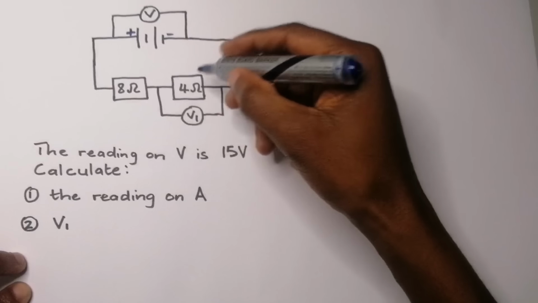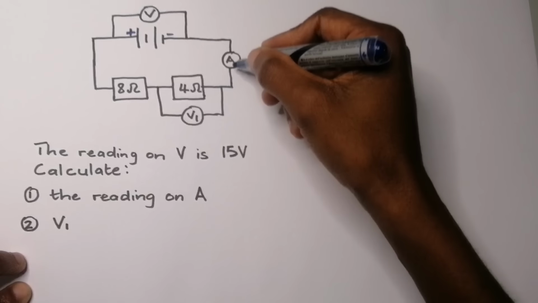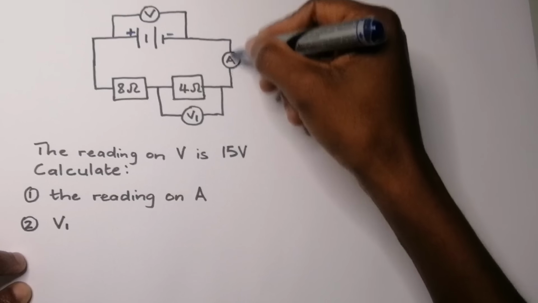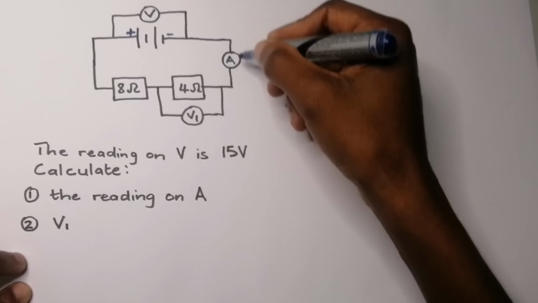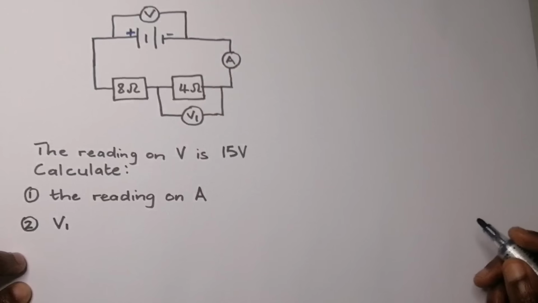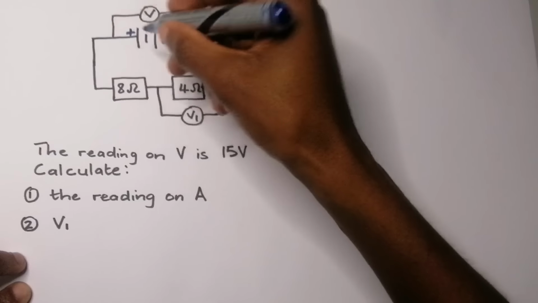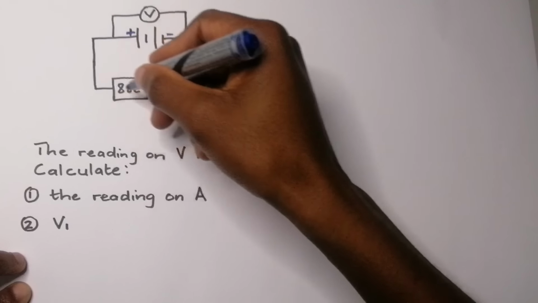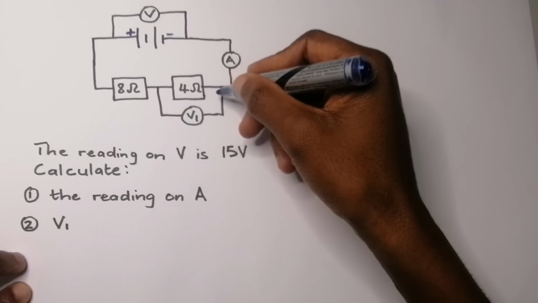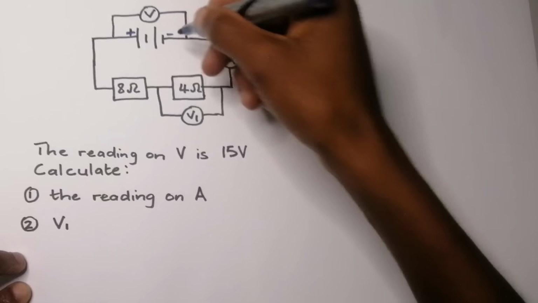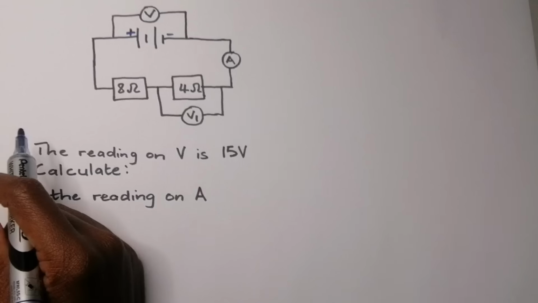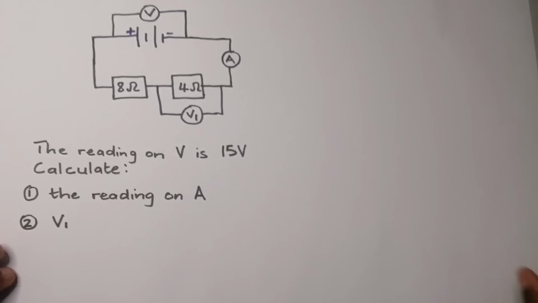Now I want you to please also note which current will pass through this ammeter here. It should still be the total current. Can you see that? It has no other alternative path to go through. It can only move through these resistors, 8 ohm and 4 ohm, and thereafter go back to the lesser potential side of our battery.